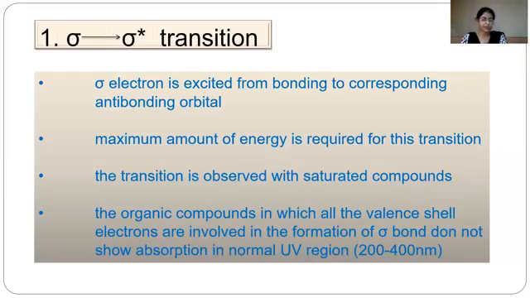Generally, this transition is observed with saturated molecules. But the organic compounds in which all the valence shell electrons are involved in the formation of sigma bonds do not show absorption in the normal UV region. Even if the molecule has only sigma bonds, only sigma electrons, it does not show absorption between 200 to 400 nanometer.